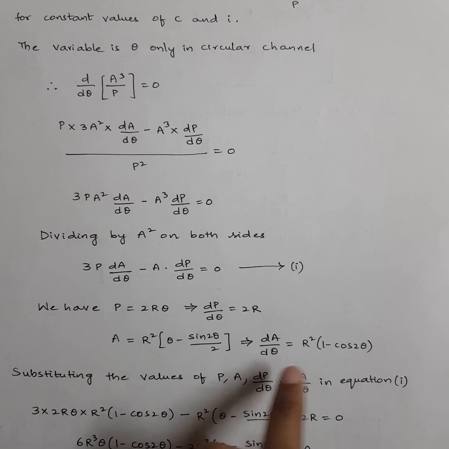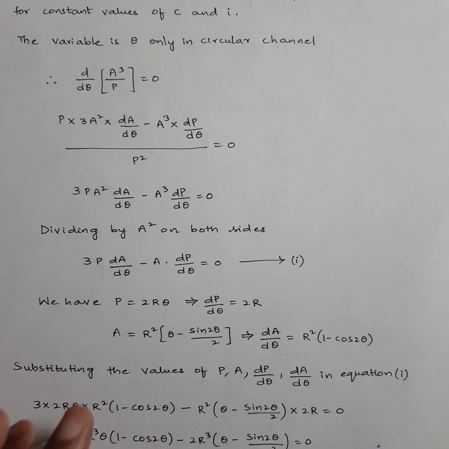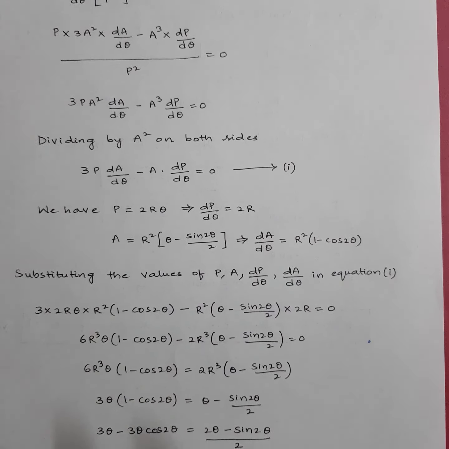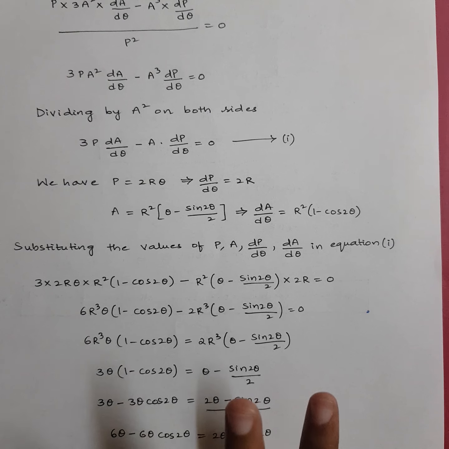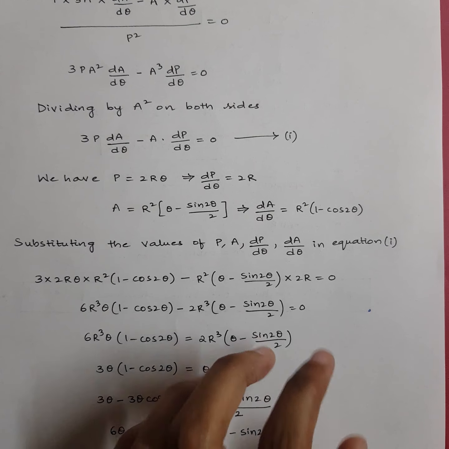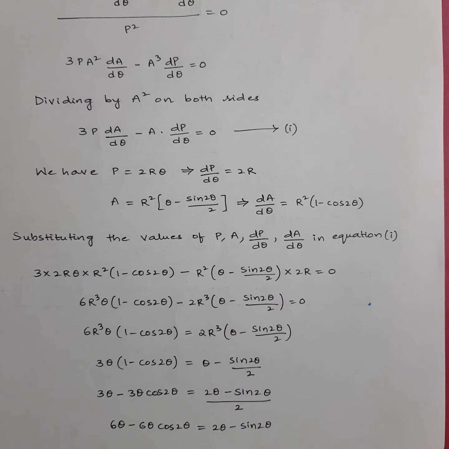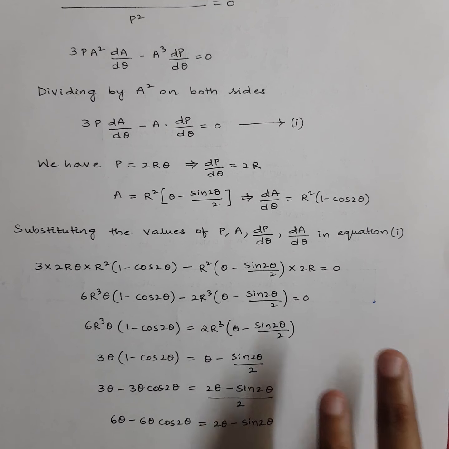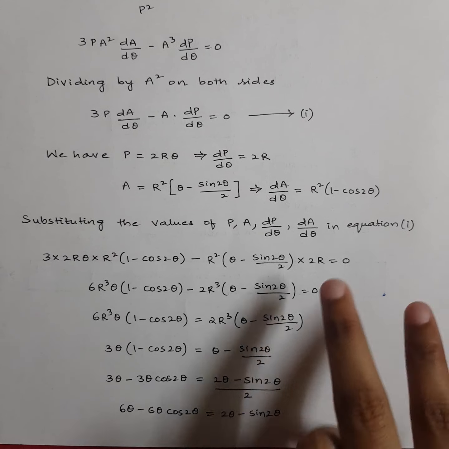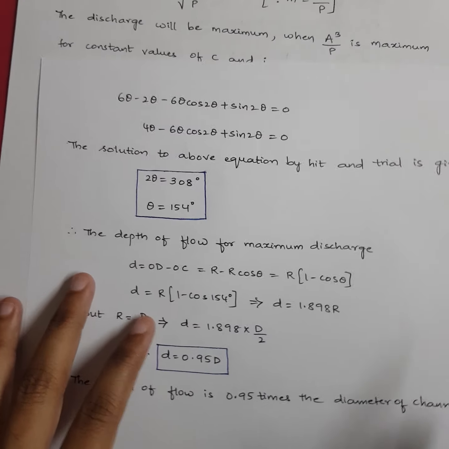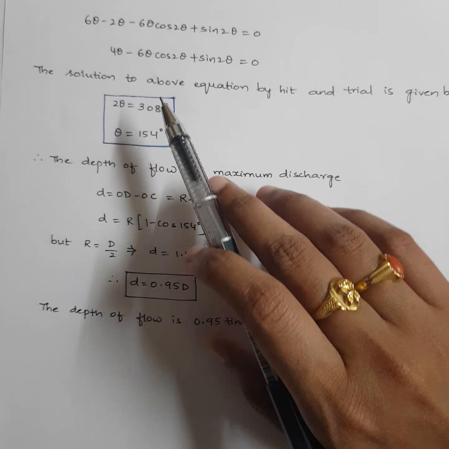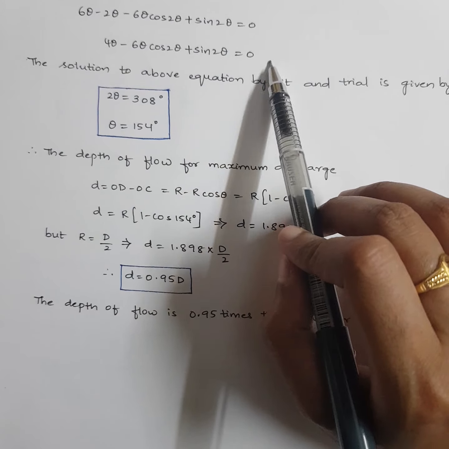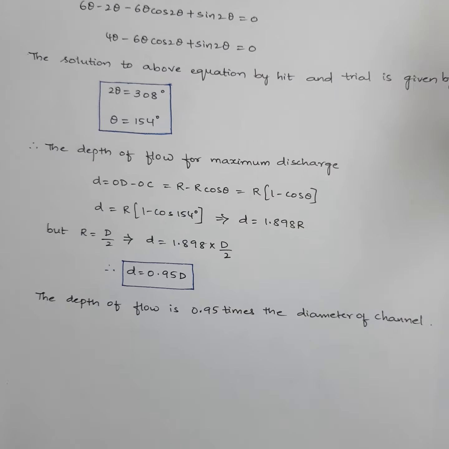dA by d theta is this. You have the A value, P value, dP by d theta value, dA by d theta value. Substitute all the 4 in equation number 1 and start simplifying with simple mathematics. Your derivation will go like this. Just have a look. I'm just opening the brackets and simplifying. After this, you'll come back here. So you will be ending up with the equation 4 theta minus 6 theta cos 2 theta plus sin 2 theta equal to 0. You can no more simplify it from here.